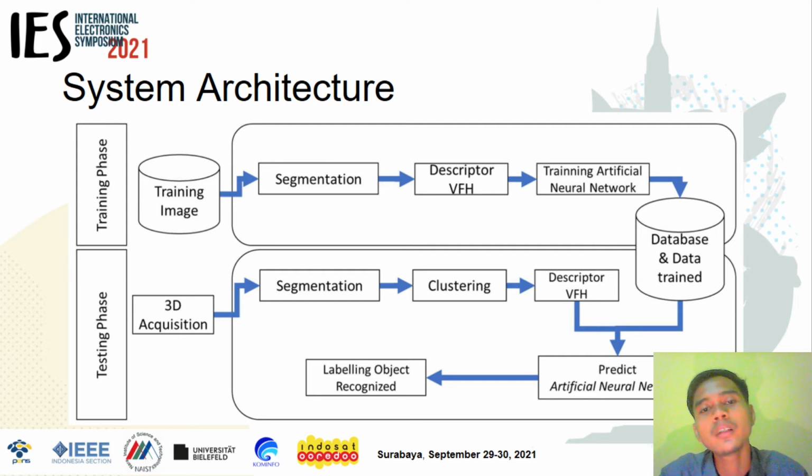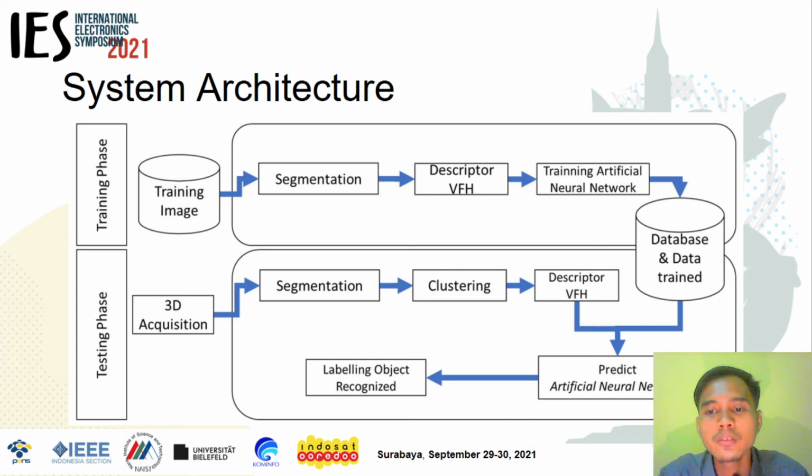In the testing pass, we start with the 3D acquisition. In here, we can use an RGBD camera or 3D file operations captured from an RGBD camera. Then we remove all unnecessary parts using the segmentation, and then we detect an object using clustering with the Euclidean cluster method.